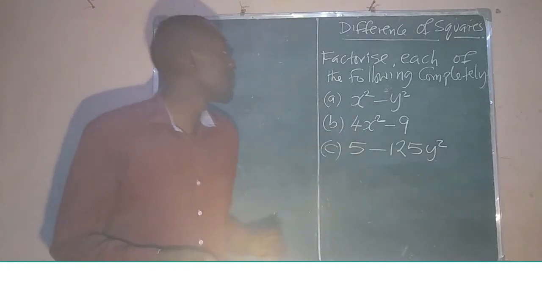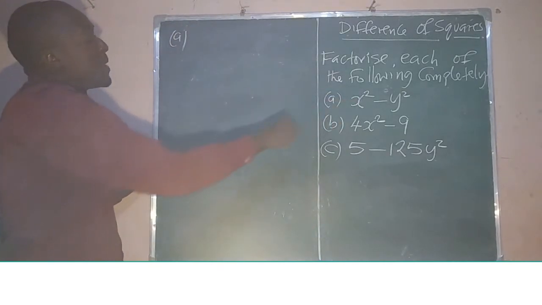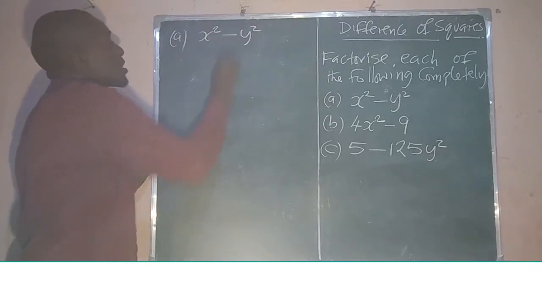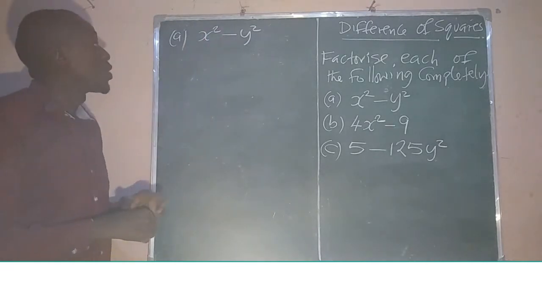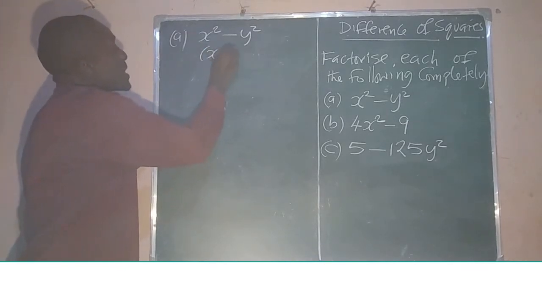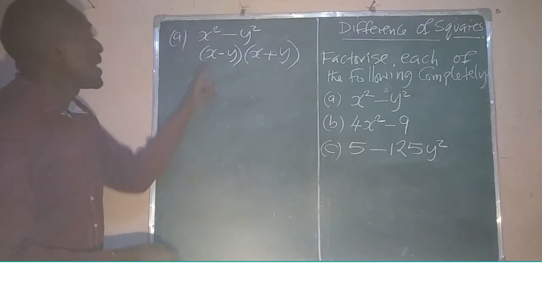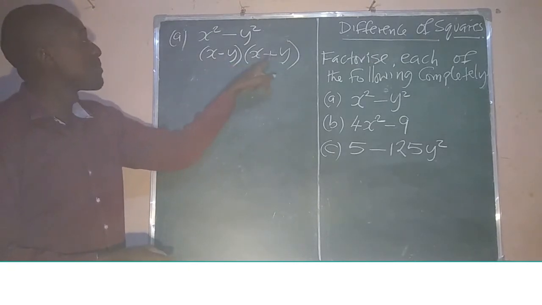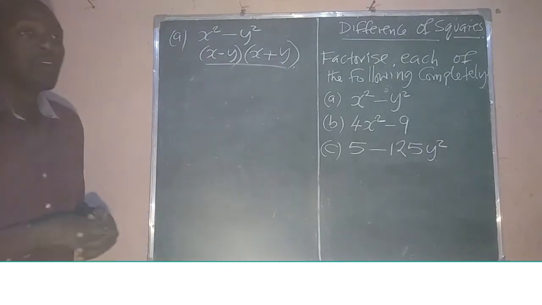Here we'll start with our first question, which is: factorize each of the following completely. We have x squared minus y squared. Here we have these two squares and a minus. When factorizing this one, we are going to have x minus y and x plus y. We write the same things in the brackets, we just change the two signs. We use a minus here and a plus there. This is how we factorize the difference of two squares.